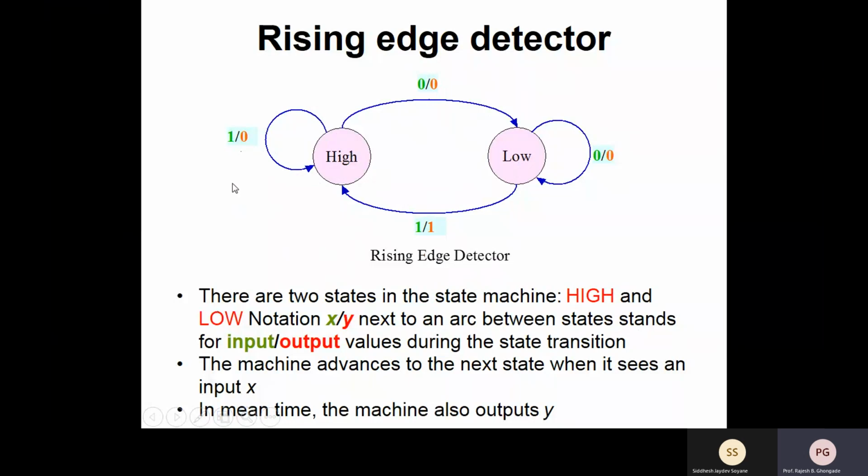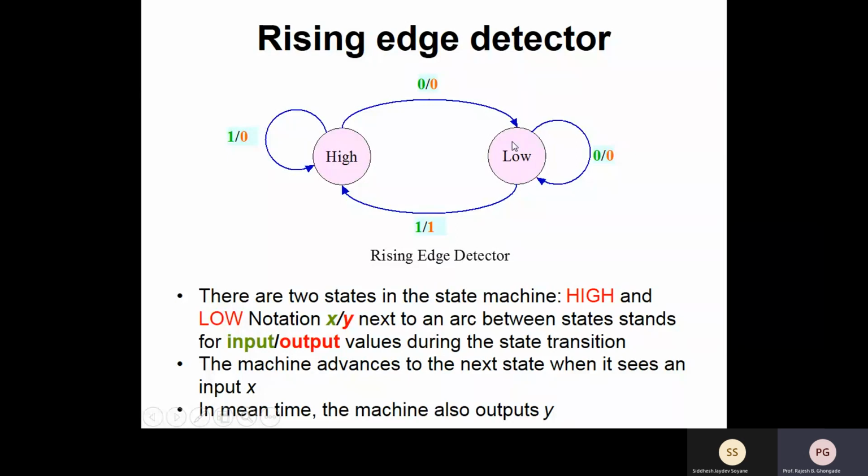So first of all, understand the diagram properly. These arrows or arcs describe what is called a state transition. So how do you read such a state diagram? You see that the machine advances to the next state when it sees an input X, and at the same time the machine also outputs Y. So what does this indicate? This particular state transition, what does it indicate?